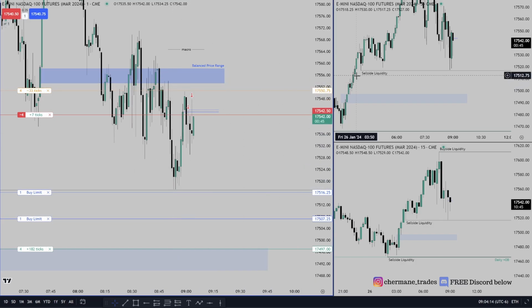Sell side is the draw. We have like this triple bottom here. Retail sees that as strong support. We're about to blast right through that. Discount fair value gap on the 15-minute.